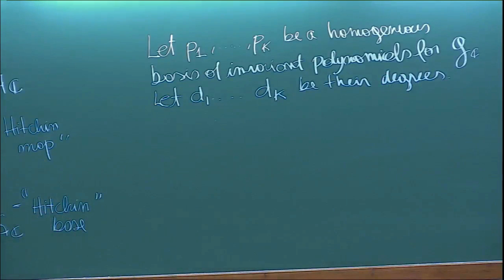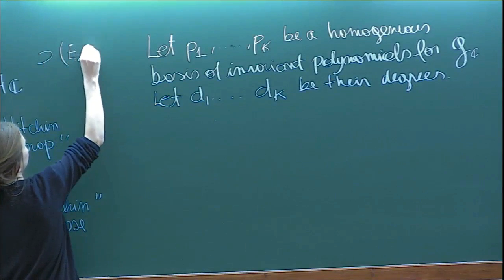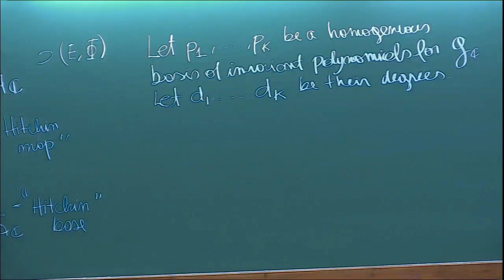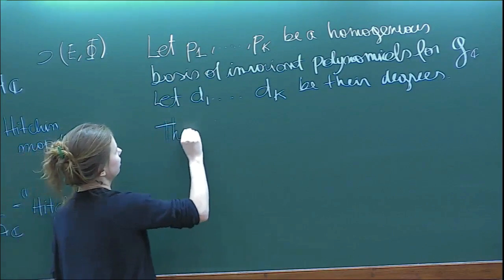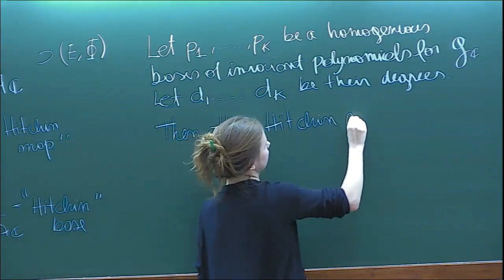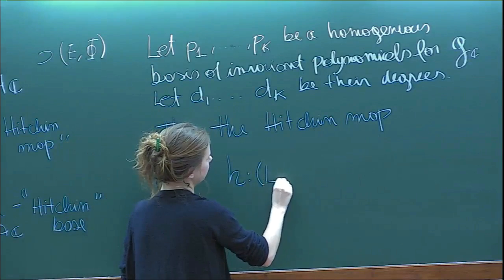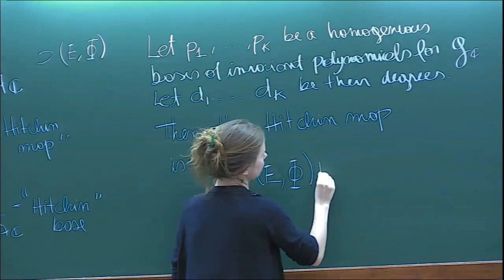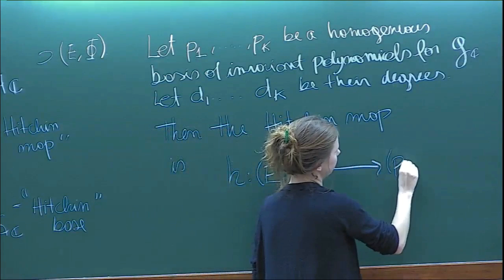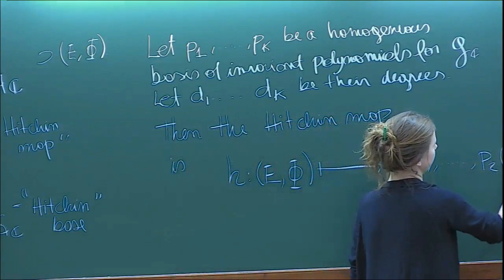Then what is the Hitchin map? The Hitchin map takes a representative of a class here, so you have (E, phi), and we're going to apply the invariant polynomial to the Higgs field and come back here to the base. And that's going to be our Hitchin map. So the Hitchin map is H, sending a pair (E, phi) to (P1 of phi, P2 of phi, ...).